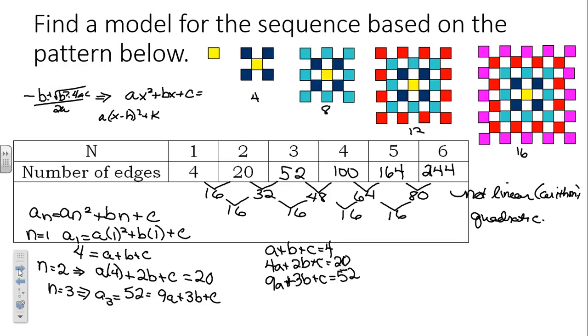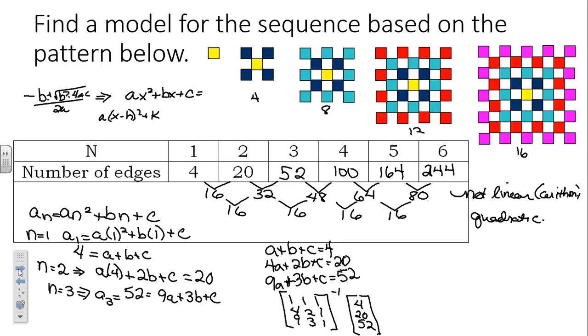But those of you with a graphing calculator, maybe you want to just find the inverse. If you have a graphing calculator, our first matrix would be 1, 1, 1, 4, 2, 1, and 9, 3, 1, times A, B, C, right? So if we find the inverse of this and take that times the 4, 20, 52, we'd have our answer.